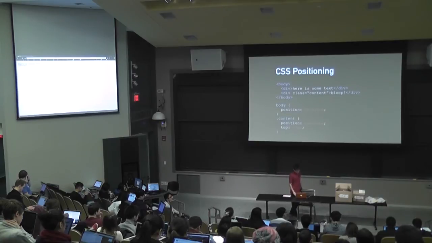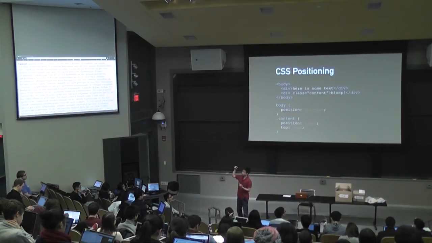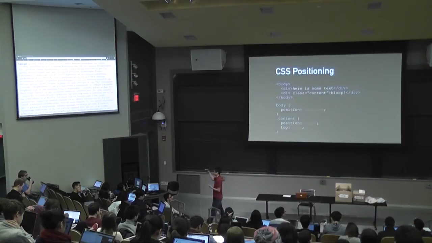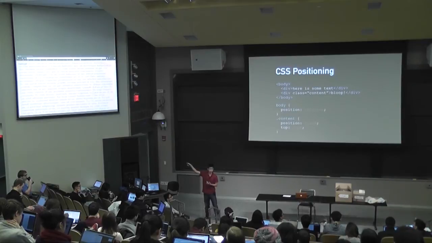Okay. And then we have fixed. When a content element is fixed, it's going to be relative to the page, to the whole window. And it's always going to be relative to the window. So now if you scroll on that page, you can see that bloop is always there in the top left corner.